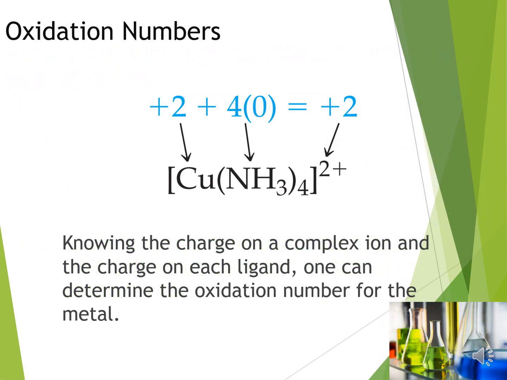Next we are going to see the oxidation number. The oxidation number of the central metal atom is defined as the charge it carries, as calculated by assigning the appropriate charge to the ligands and equating the sum of the charge on the central metal atom and the ligands to the charge on the coordination sphere. So, knowing the charge on the complex ion and the charge on each ligand, one can determine the oxidation number of the metal.